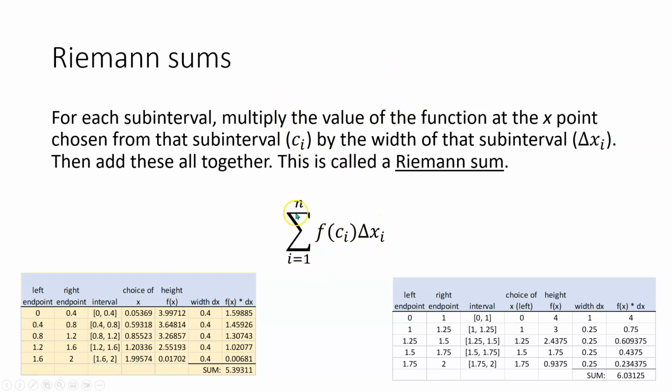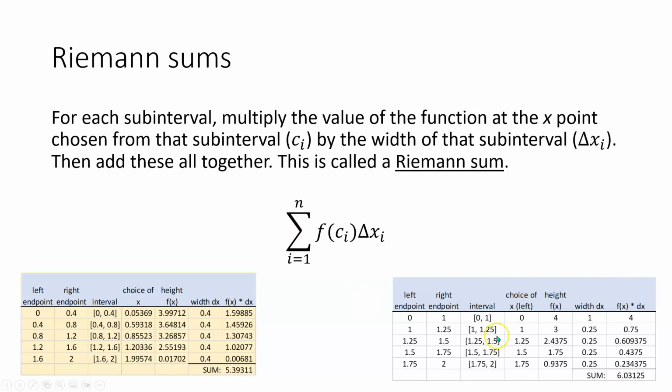We took over all the subintervals that we partitioned things up into. We plug a number from each subinterval into the function to evaluate it there, multiply that by the width of that subinterval, and then add all of those together for all the different subintervals in our partition. So that is a Riemann sum. And all of these sums that we've been seeing are examples of Riemann sums.